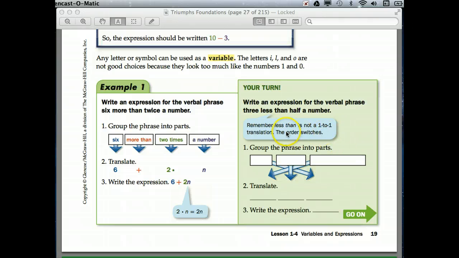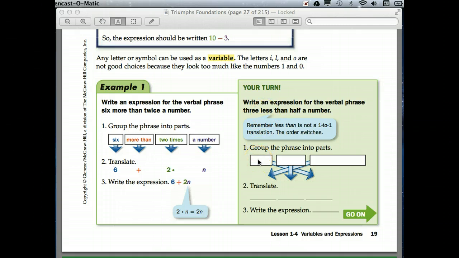Okay, so let's look at this. Remember, it says write an expression for the verbal phrase 3 less than half a number. And they're reminding you less than is not one-to-one and that the order switches. So we're going to put less than right in here. So what operation are we going to perform? What are we going to put here? Exactly, a minus sign.